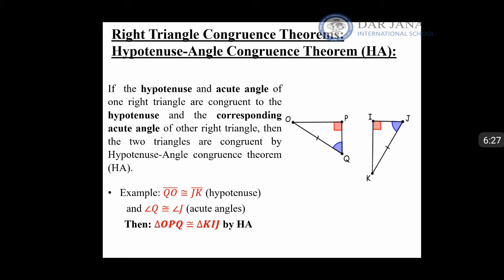So an acute angle in the first right triangle is congruent to its corresponding acute angle in the other right triangle. In this case, we can use the hypotenuse angle congruence theorem in order to prove that the triangle OPQ is congruent to the triangle KIJ by HA. H means hypotenuse, A means angle, and here we are using the hypotenuse angle congruence theorem. So up to here we covered the first two theorems. We still have two more theorems. Let's move to the third theorem.